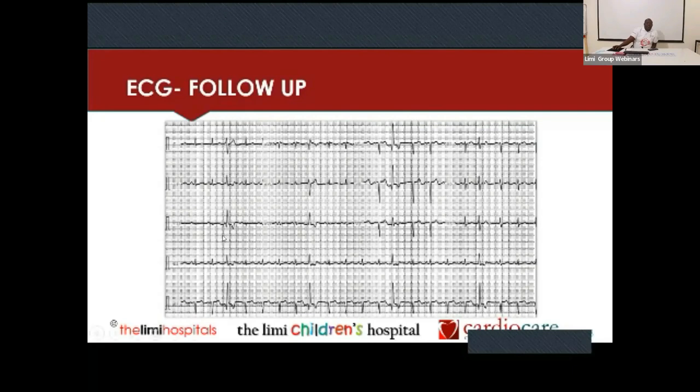Unfortunately, he developed upper GI bleeding, and aspirin was stopped, and he continued with clopidogrel and other medication. And this ECG was done at follow-up after some months, and we can see some premature ventricular complexes, showing us one of the complications that patients with myocardial infarction could have.